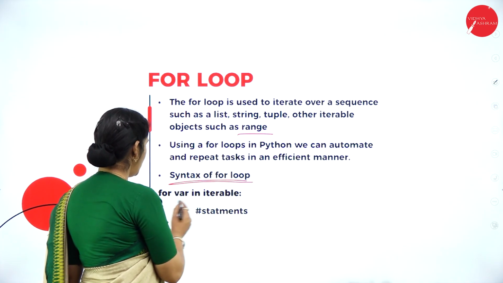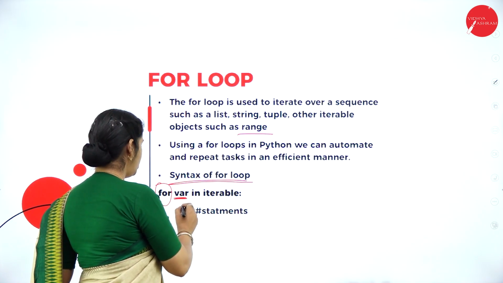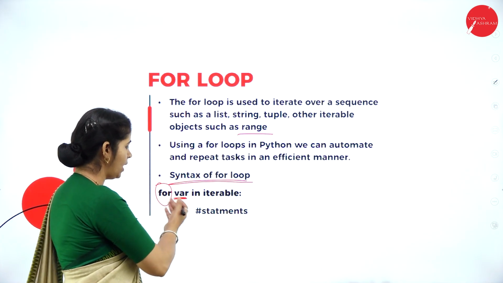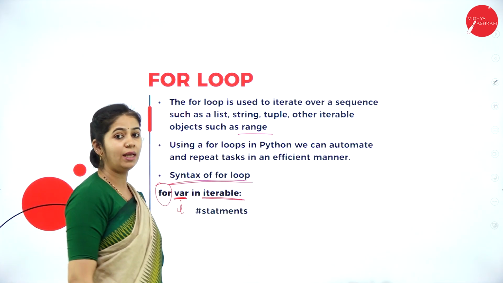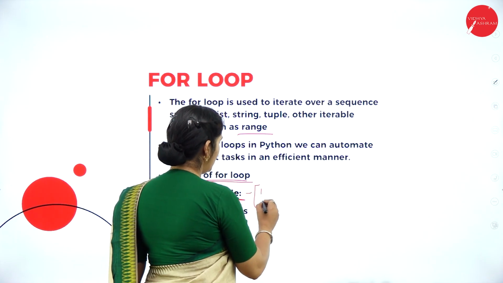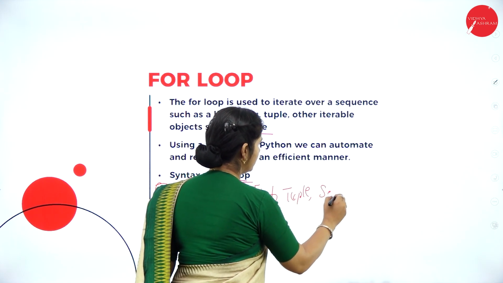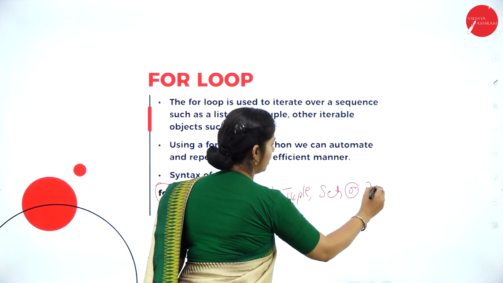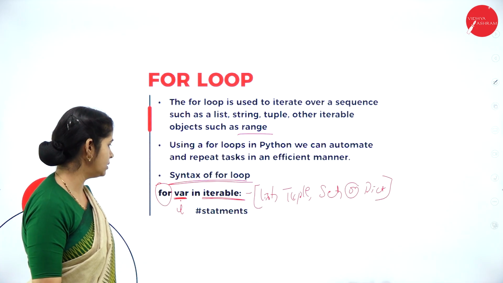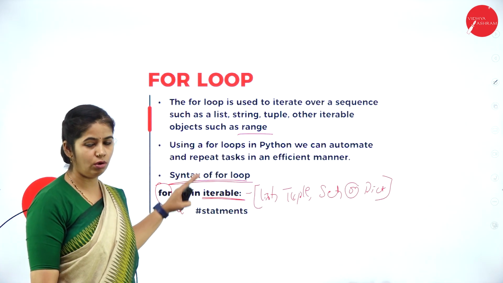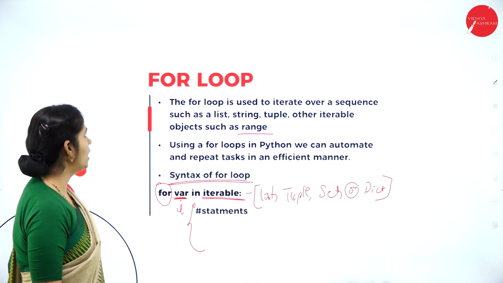The syntax for the for loop is the keyword for, followed by a variable. Usually it is a practice to take i as the variable for the for loop. Right? So, i in the iterable. What do you mean by iterable? Iterable may be a list, tuple, set or dictionary. It may be any of these things. Then if this loop condition is correct, execute some set of statements. This is the syntax for the for loop.